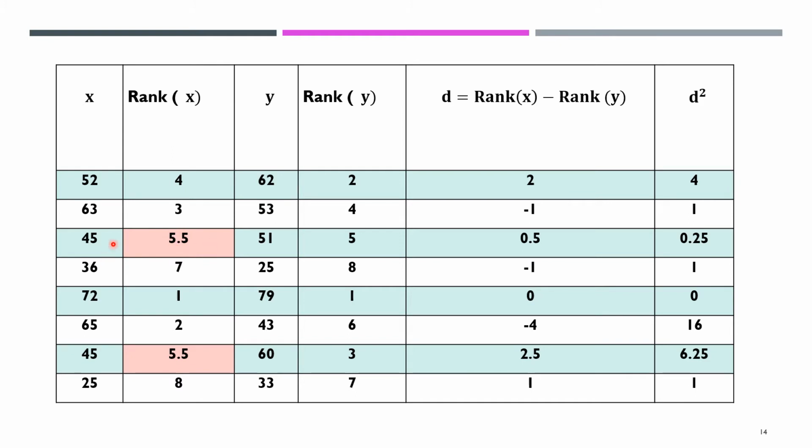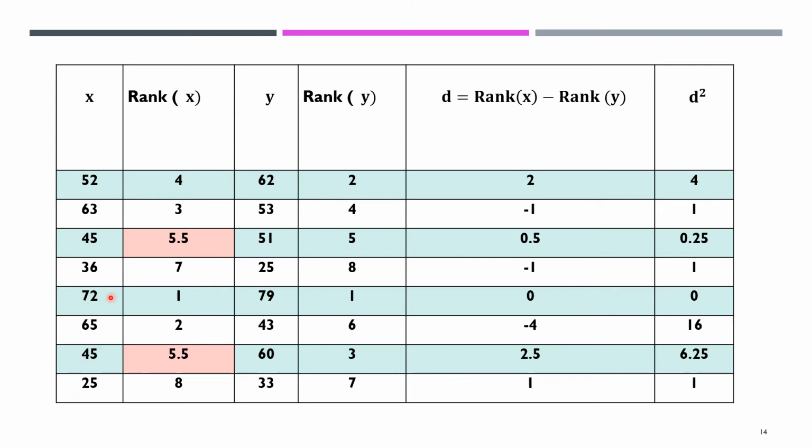There is a tie between the ranks 5 and 6, so take the average of 5 and 6. We will get the answer as 5.5. So assign the ranks 5.5 and 5.5 to the number 45. Which means now 5 and 6 are gone, so the next rank we have to give is 7.